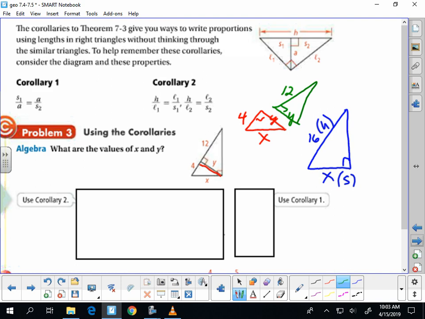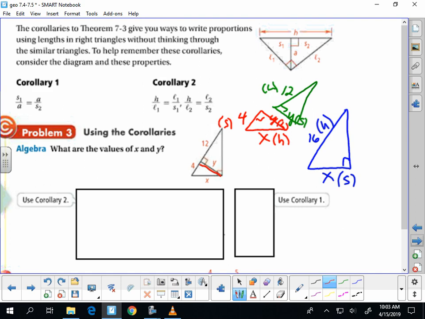And on the green one we have the short leg, and it's with it. This is the long leg. And on the little tiny triangle, 4 is the short leg, Y is the long leg, and this is the hypotenuse. All right, we're just setting up similar parts.